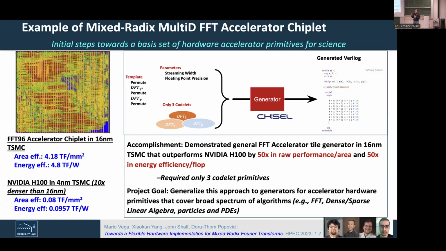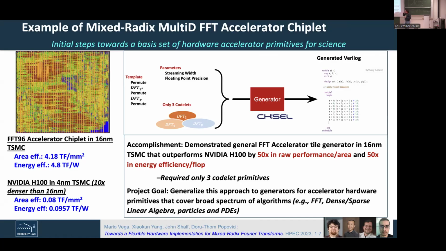Accelerators are no longer about the compute engine. It's really about minimizing unnecessary data movement. And so we can outperform, despite the fact that the NVIDIA is a 10 times denser technology and we're using an older technology. Imagine if we were on the leading edge. So this is kind of an existence proof that it's not impossible with more modern tools to do something that could have an impact. We want to generalize this approach, of course, to a spectrum of algorithms. But we don't want to just stop at the architecture and data path.